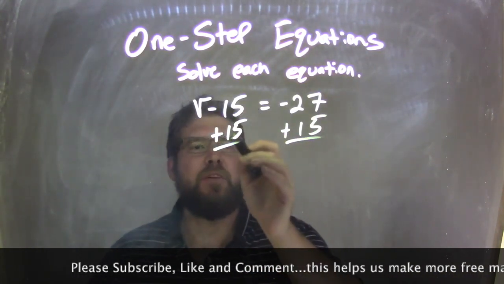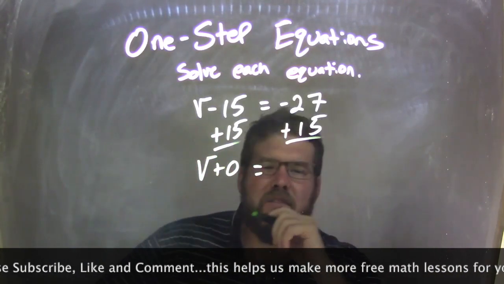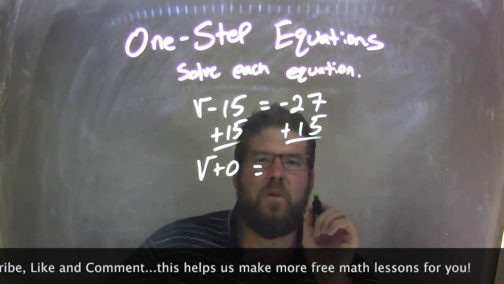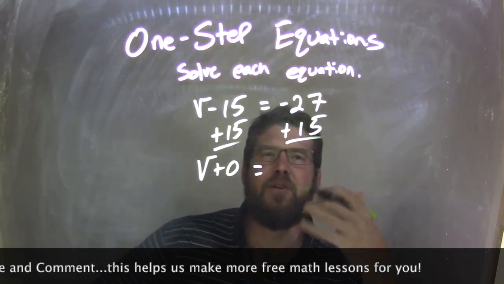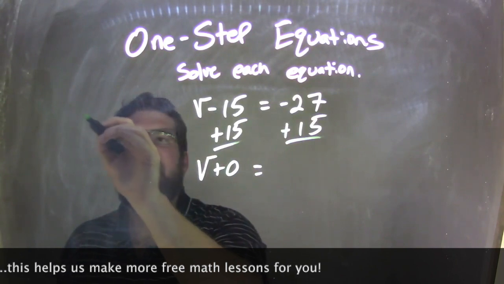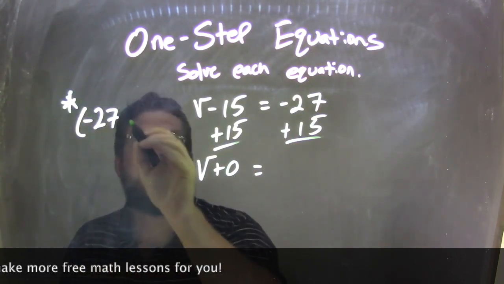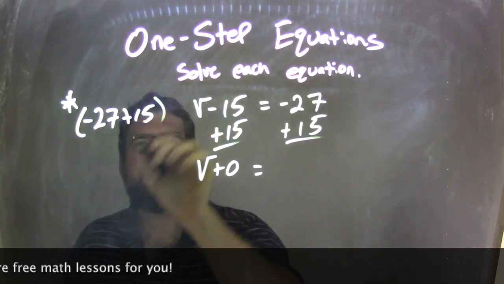I have a negative 15 plus 15, that cancels out. That's v plus 0, don't really need that. But negative 27 should be plus 15. And here's a technique you can try. Okay? So in reality, I have, a little side note here, negative 27 plus 15.